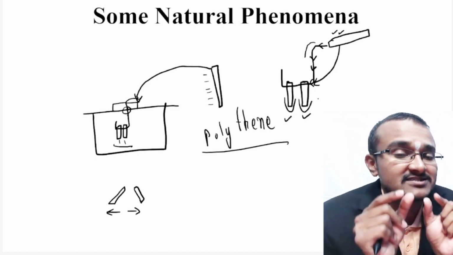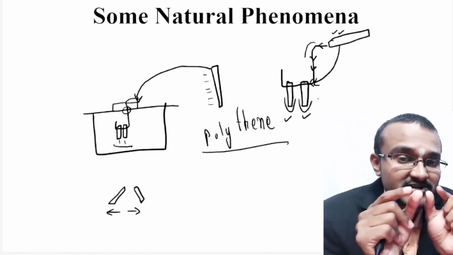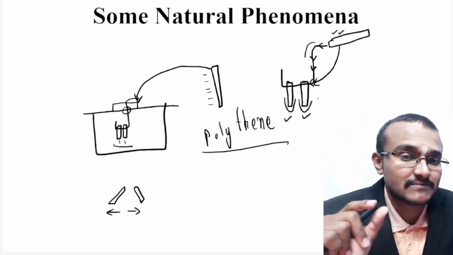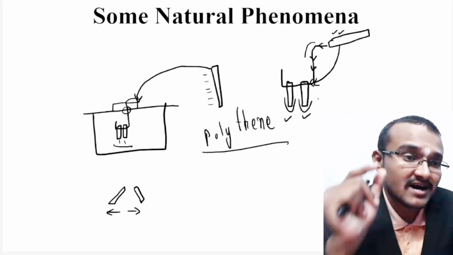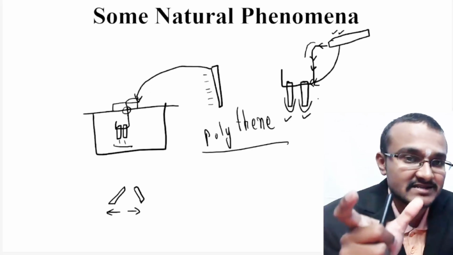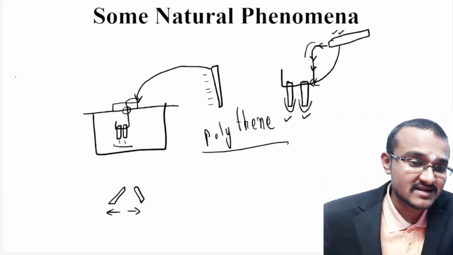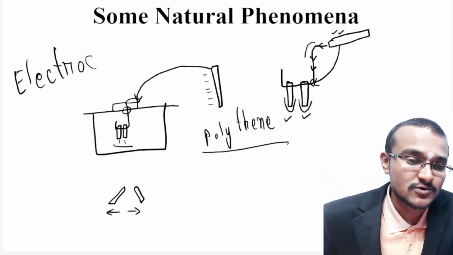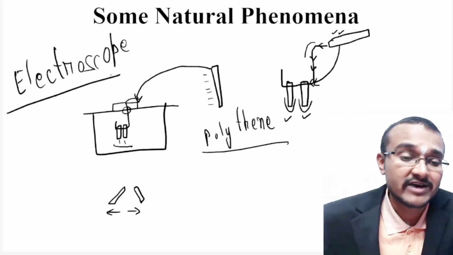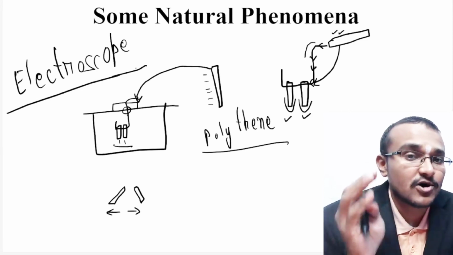Like charges always repel. Hence these metal strips will repel each other. So this shows again that like charges repel each other. Using this principle, they have constructed a device called an electroscope. This electroscope is a device which is used to verify whether an object is charged or not.